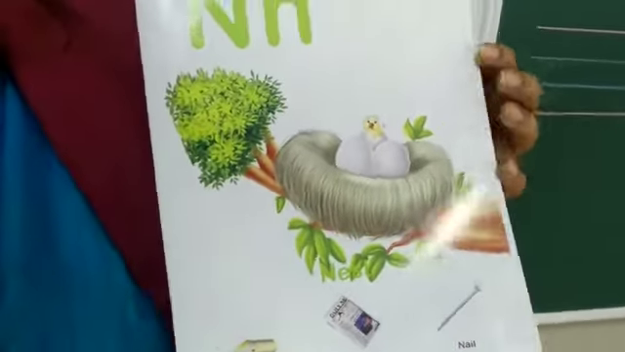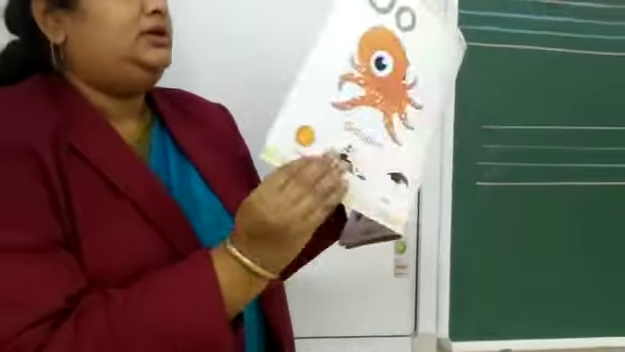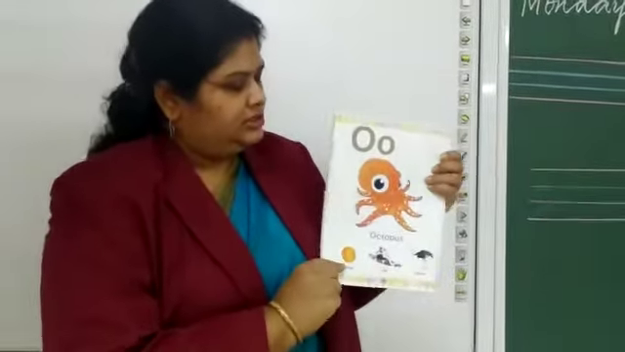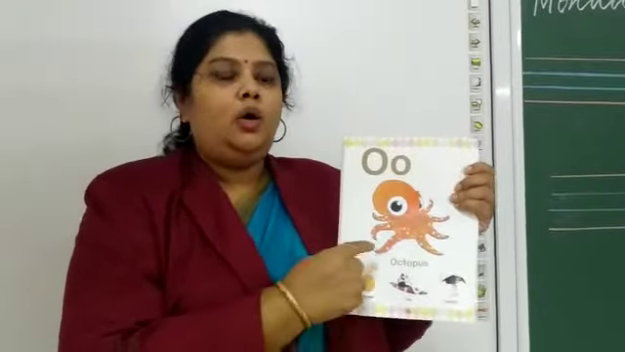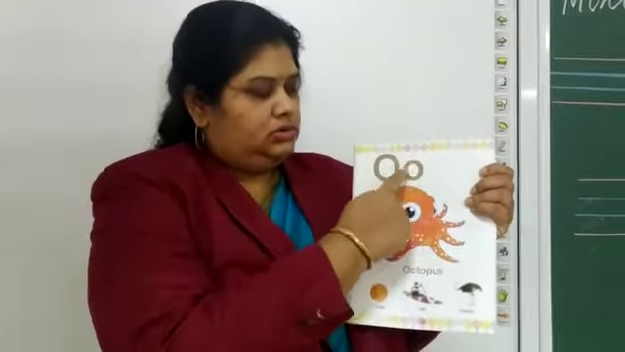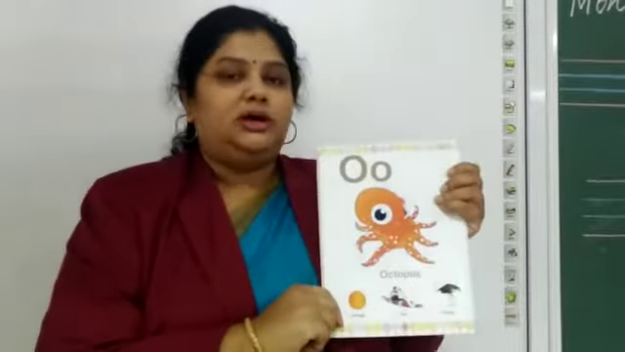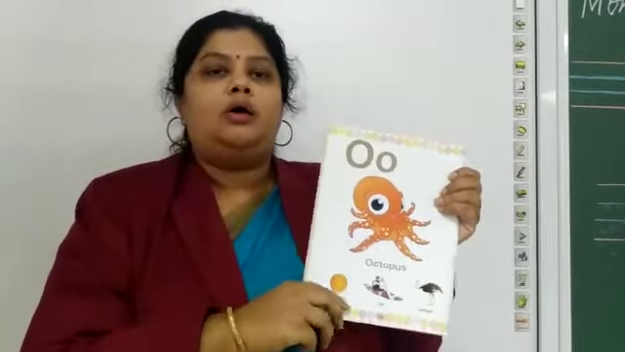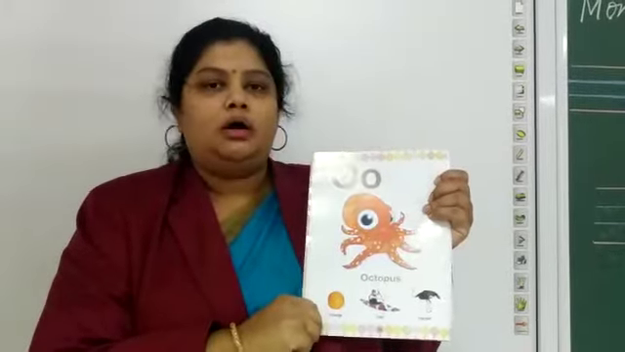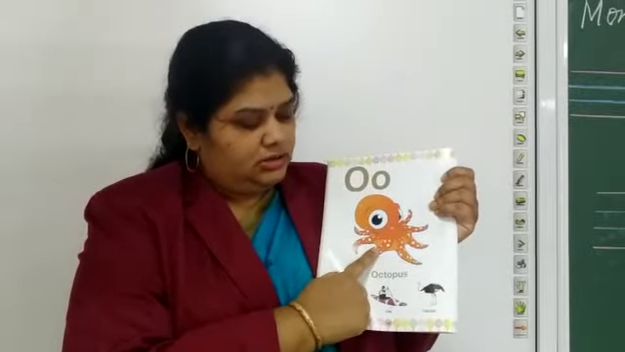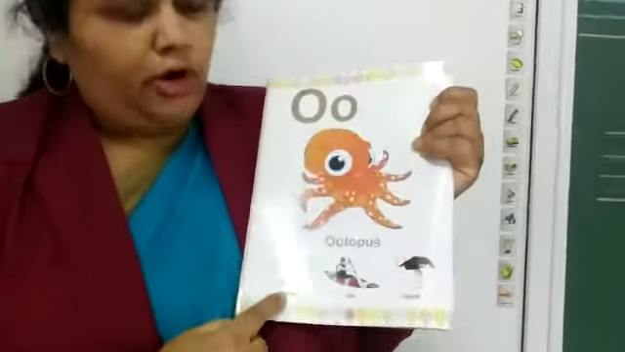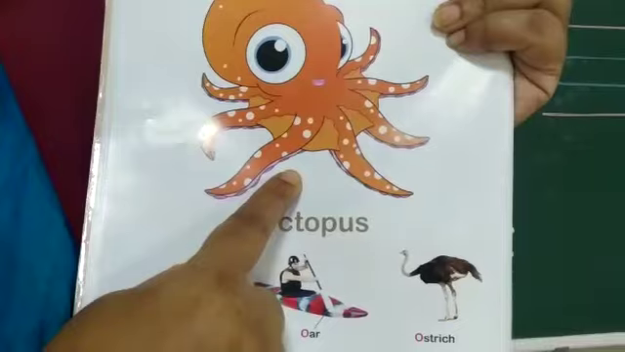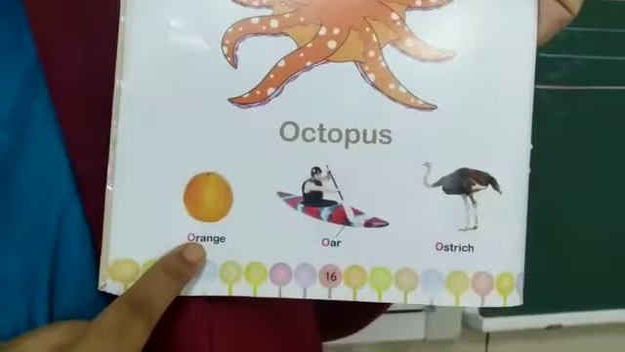Okay, we'll move to the next letter. See, this is letter O. The phonic sound of O is A. See, your mouth should come round. A. O says octopus. Orange. O for octopus. O for orange.